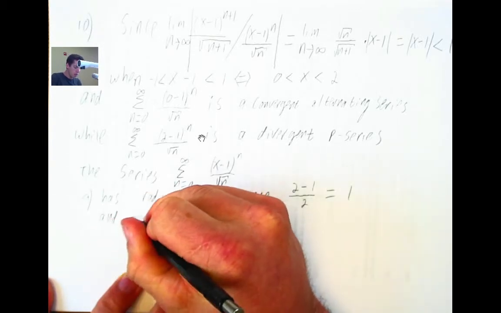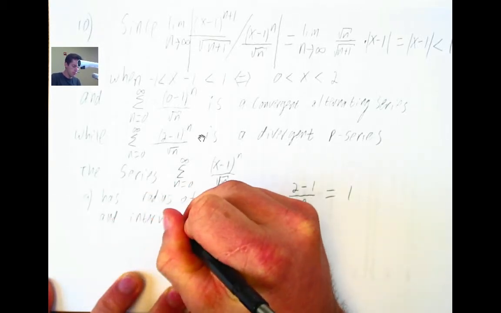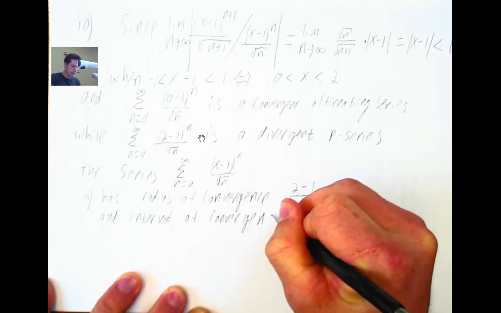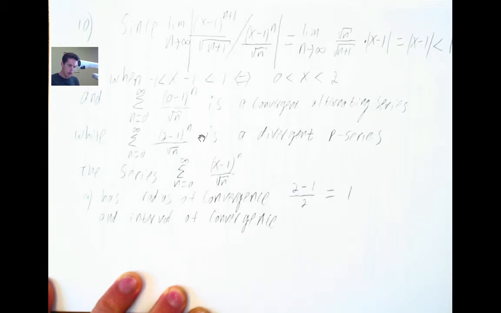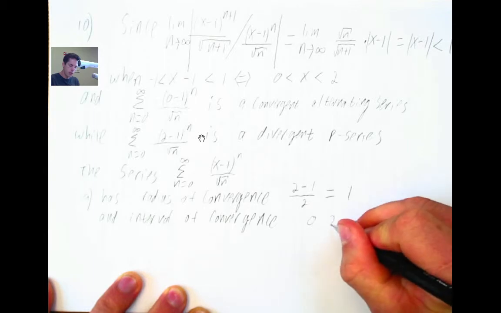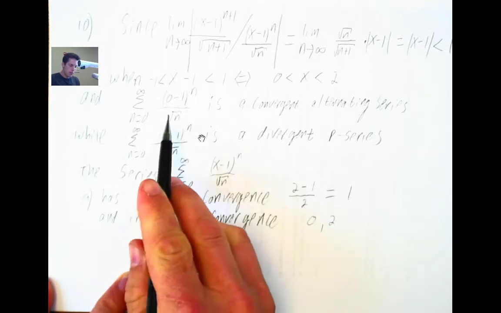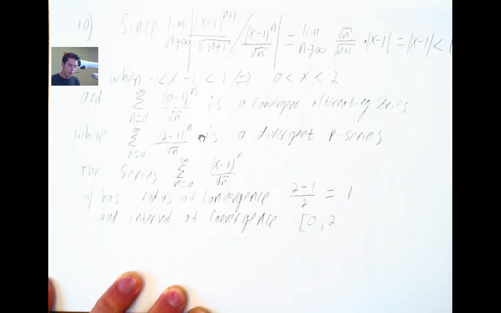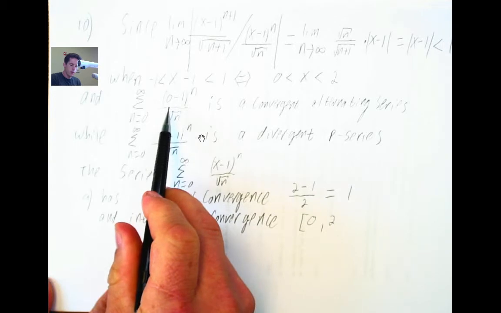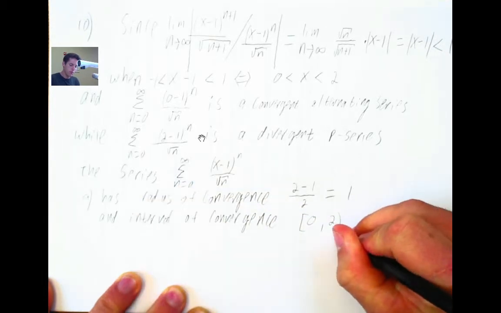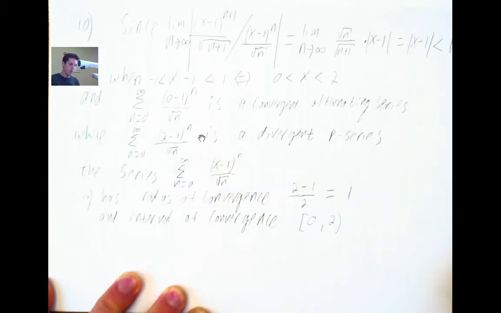And interval of convergence. So it's going to be the interval 0 to 2, but I need to decide if 0 and 2 are in there. 0 is in there because we found we get a convergent sequence when we put in 0. We get a converging alternating sequence. While when we put in 2, we got a divergent p-series. So that, not including 2.